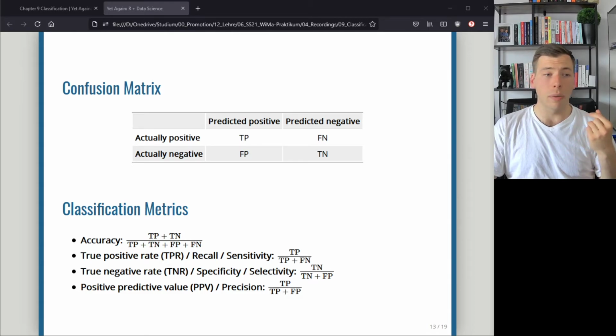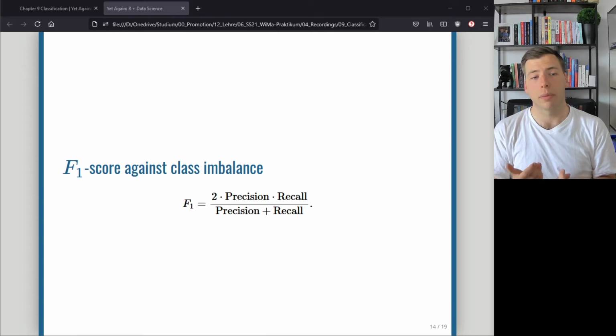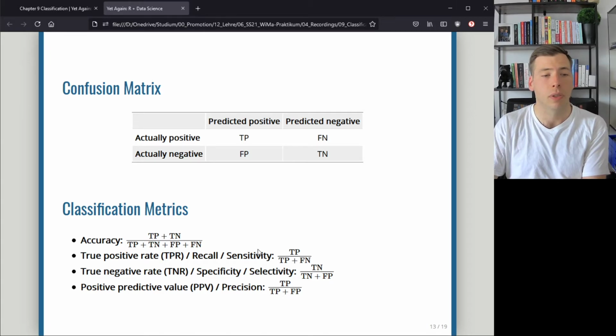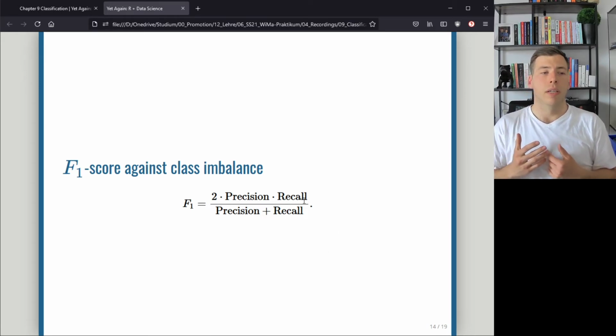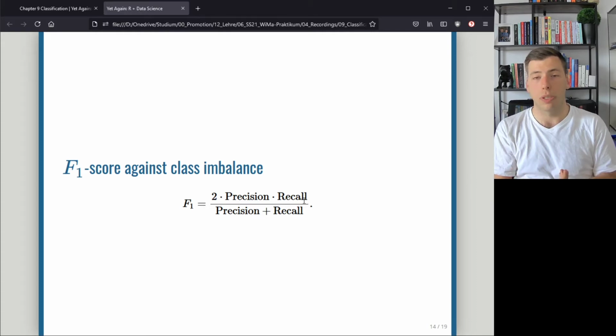And one metric that tries to combine a couple of those other metrics is the F1 score, which tries to address this issue of class imbalance. So it's looking at precision and recall. Precision is defined here, also known as positive predictive value, and recall is the sensitivity. And it tries to compute it in this way. And with that, it hopes to be not as affected by class imbalance as, for instance, only looking at recall or only looking at precision.